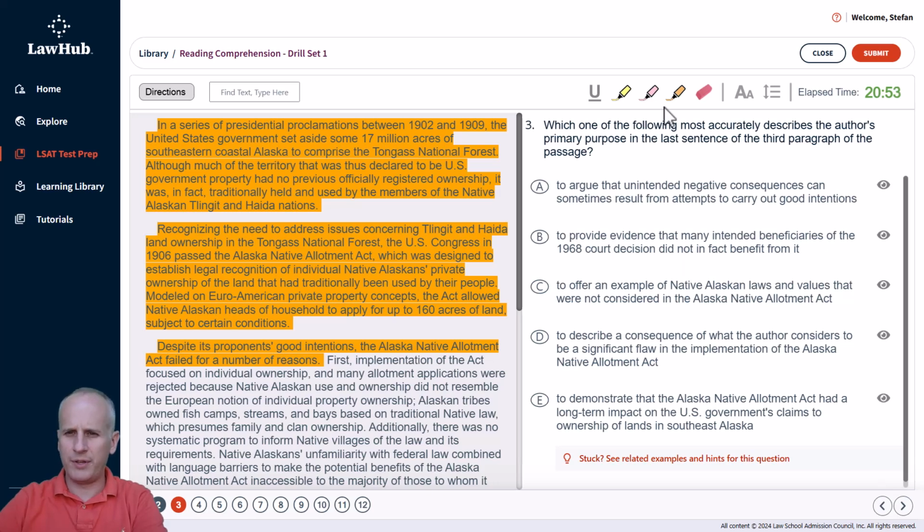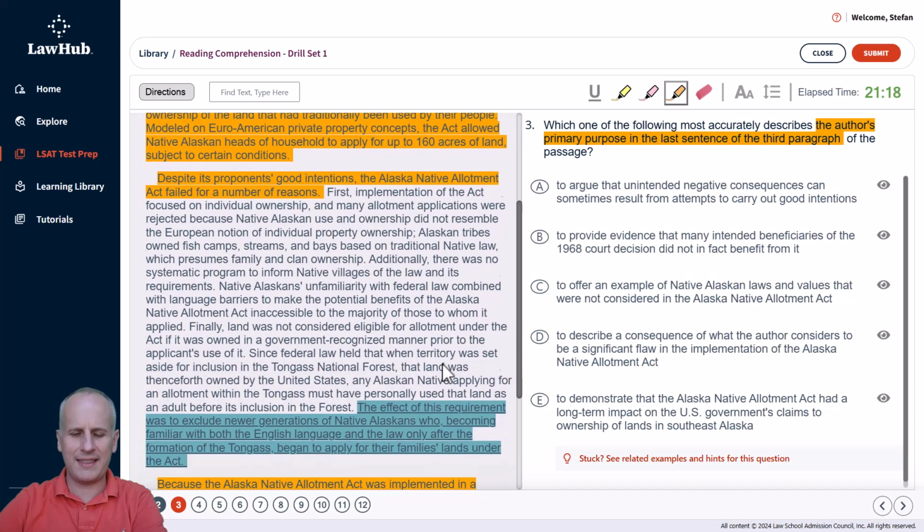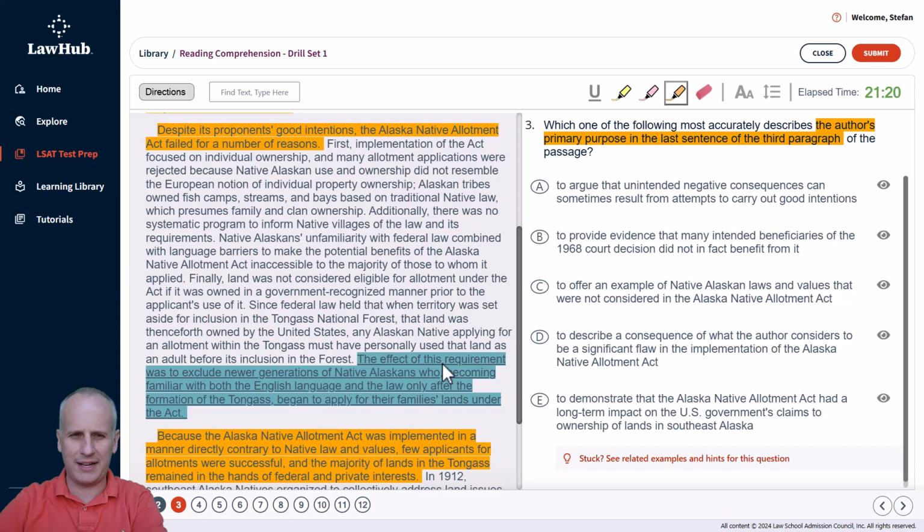So starting with selecting our highlight tool, we read question 3, and it asks which one of the following most accurately describes the author's primary purpose in the last sentence of the third paragraph of the passage. So we're just being asked to find the author's primary purpose in the last sentence of the third paragraph. So we highlight that explicitly. Now, we're going to scroll down and we can see that that third sentence is actually highlighted.